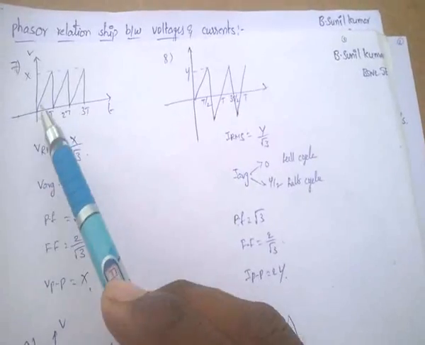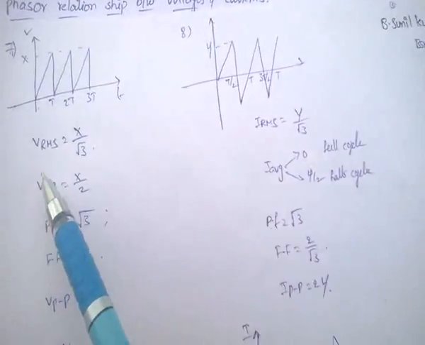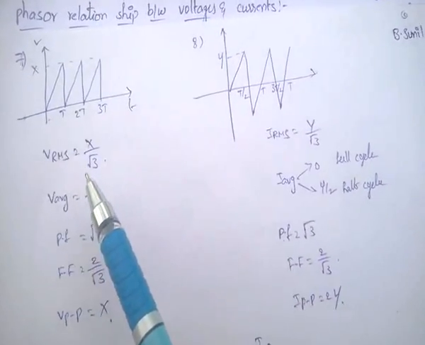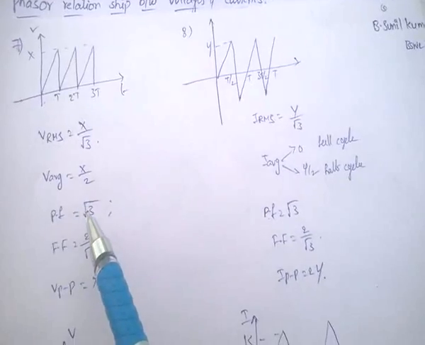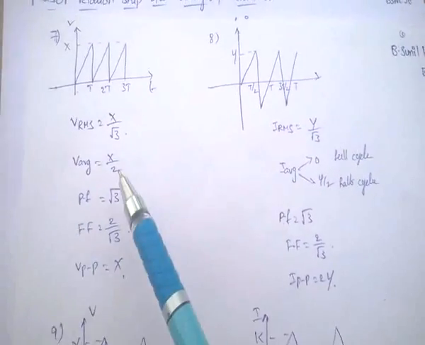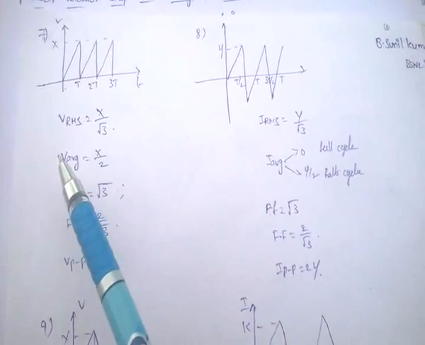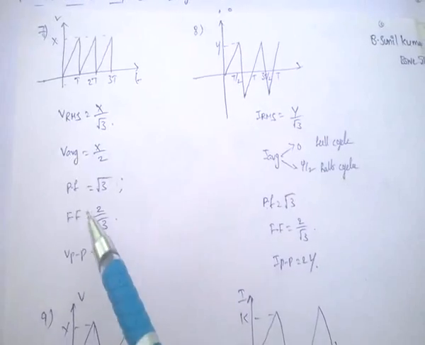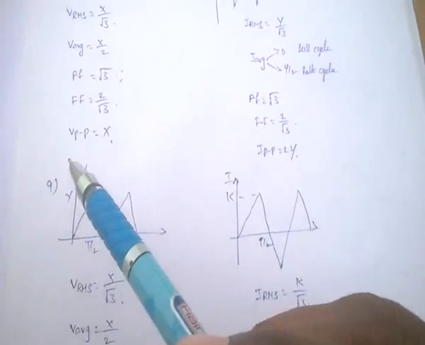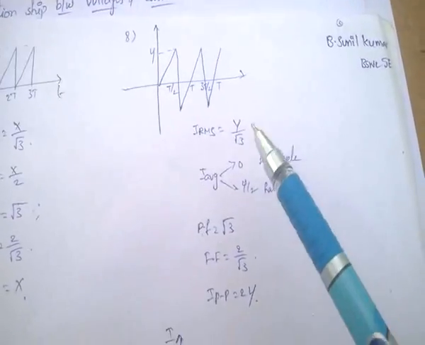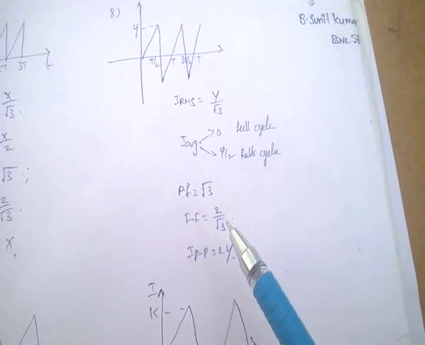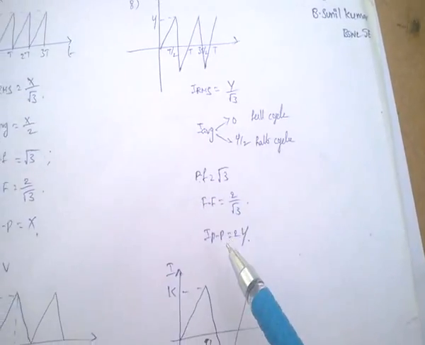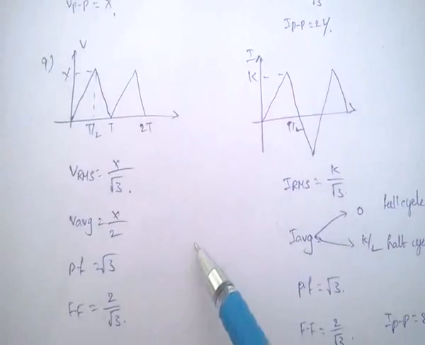Next, this triangular waveform, very important. Vrms equal to x by root 3, V average equal to x by 2. Peak factor is Vm by Vrms, form factor is Vrms by V average. Note all the equations and all the formulas, and all the waveforms.